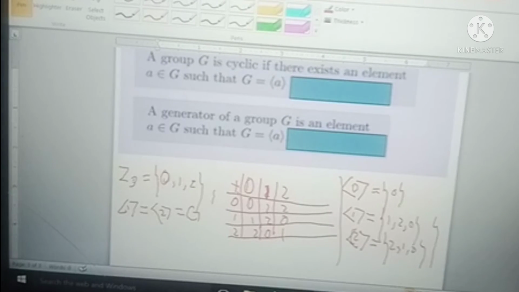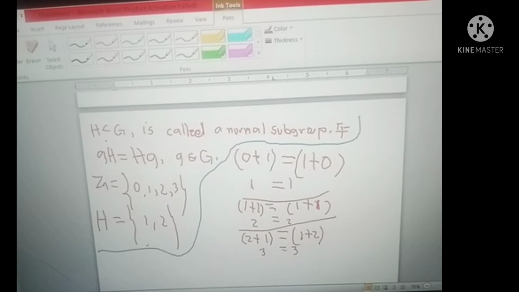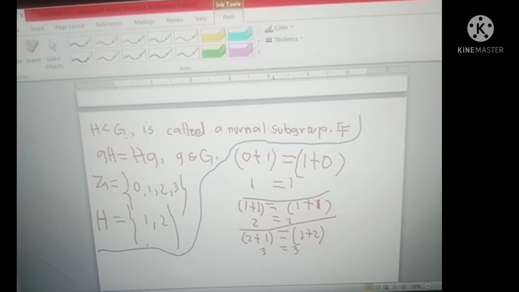So that's the end. So we talk about right now what is a normal subgroup. The definition of a normal subgroup: H is a subgroup of G. This sign means is a subgroup. H is a subgroup of G, called a normal subgroup if the left coset gH is equal to the right coset Hg, where g belongs to the group G. The small letter g is an element that belongs to the capital letter G.